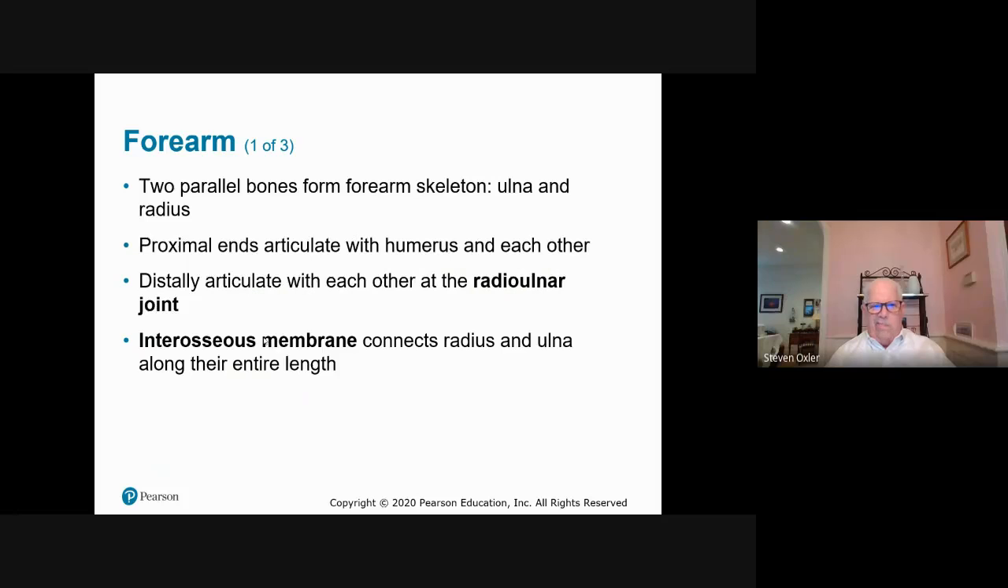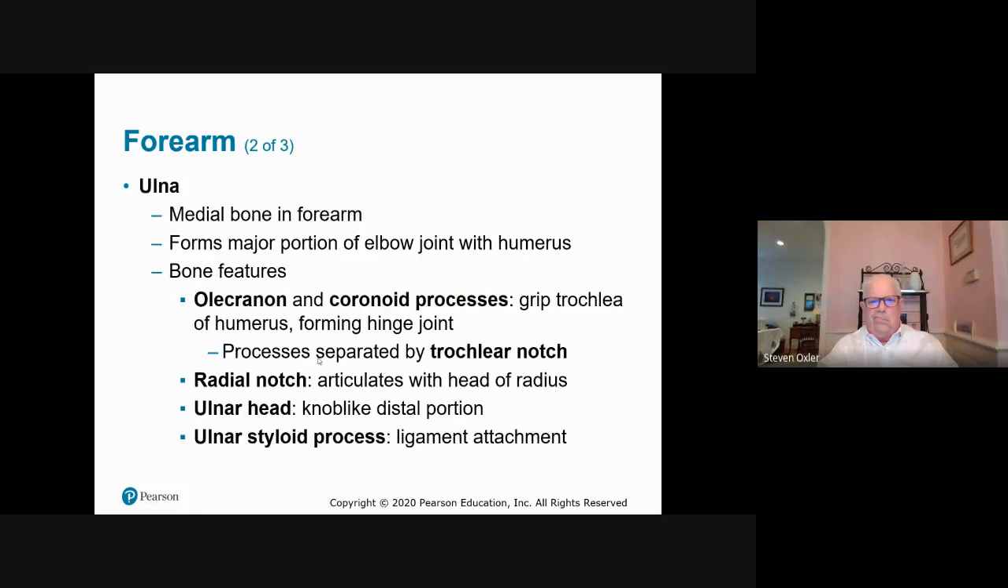The radius is the medial bone and is parallel to the lateral bone, which is the ulna. And in between these 2 bones is an interosseous membrane that connects both bones. The ulna, the medial bone of the forearm.